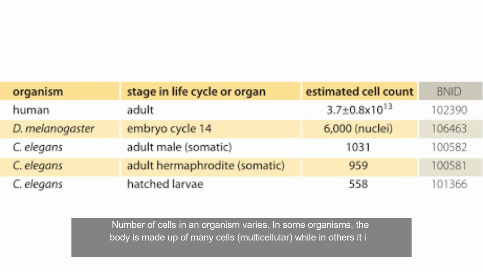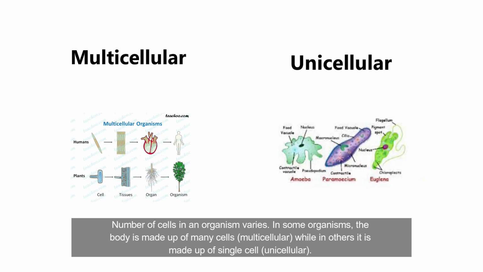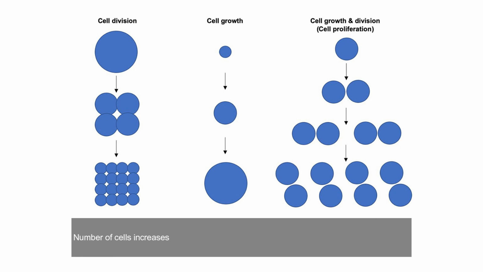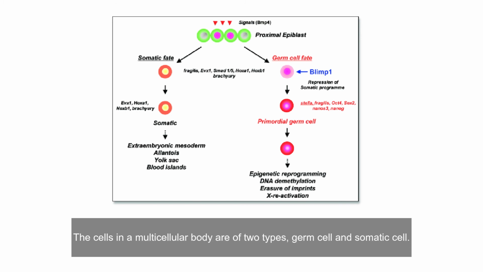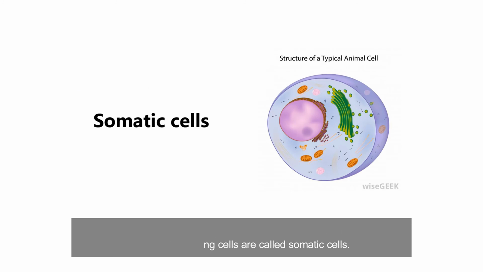Number, size, and shape of cell. Number of cells in an organism varies. In some organisms, the body is made up of many cells, multicellular, while in others, it is made up of a single cell, unicellular. In a human body, it is calculated that there are 10 to the power 14 cells on an average. Number of cells increases up to a certain period of life, and such increase ceases afterwards. The cells in a multicellular body are of two types, germ cells and somatic cells. The cells which are only responsible for reproduction are called germ cells and the remaining cells are called somatic cells.